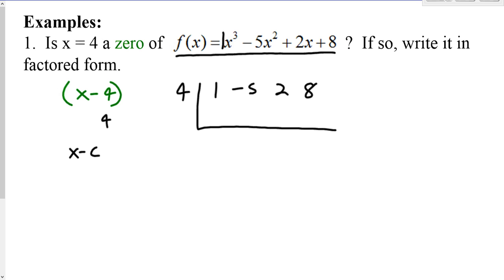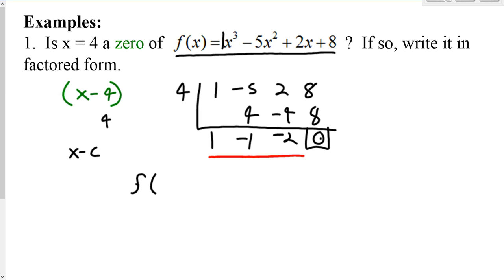1 dropping down is 1, times 4 is 4, and I get -1. Multiplying it across, I get -4, -2, and then an 8, and I get a remainder of 0, which tells me, yes, it is verified that it's a factor. But what's valuable is what's left over. So if I have that factored form, I know that f of x can be written as a factor of x minus 4, and from this, I get x squared minus x minus 2.